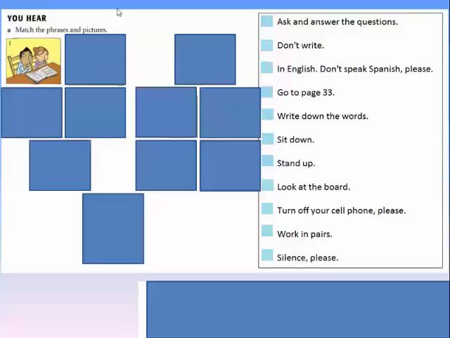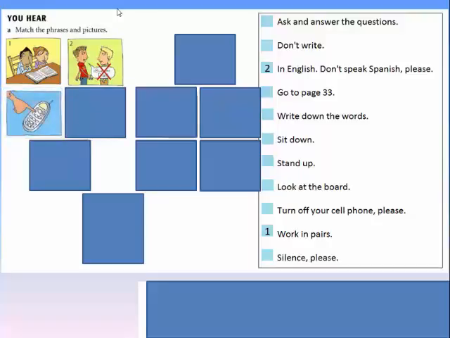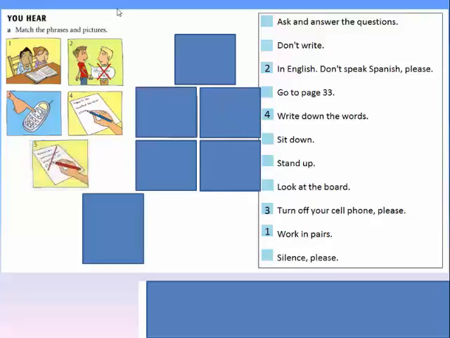Okay, you are ready to match picture number 1. After I count to 3 in my head, I will reveal the answer. Picture number 1. Yes, work in pairs. Picture number 2. In English, don't speak Spanish, please. Picture number 3. Turn off your cell phone, please. Picture number 4. Write down the words. Picture number 5.